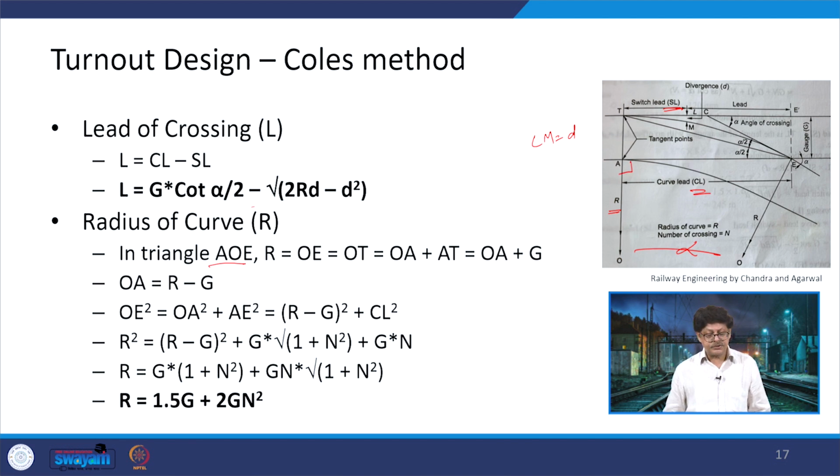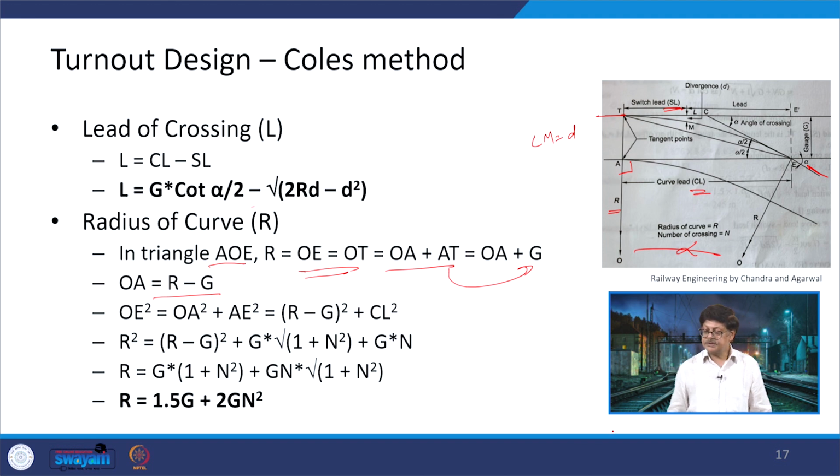So, this R is nothing but OE, which is equal to OT, because we are talking about the outer rail. So, this radius is up to the outer rail. It is OT or OE, and then OT is nothing but OA plus AT, where AT is known to us, AT is simply the gauge. So, OA is to be identified. How do we calculate OA? OT is the total radius and AT is G, so it becomes R minus G.